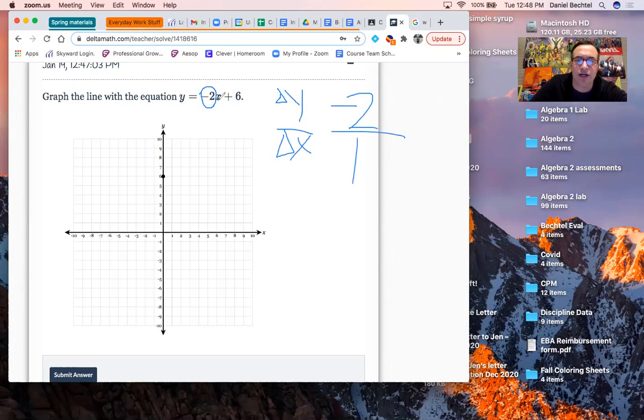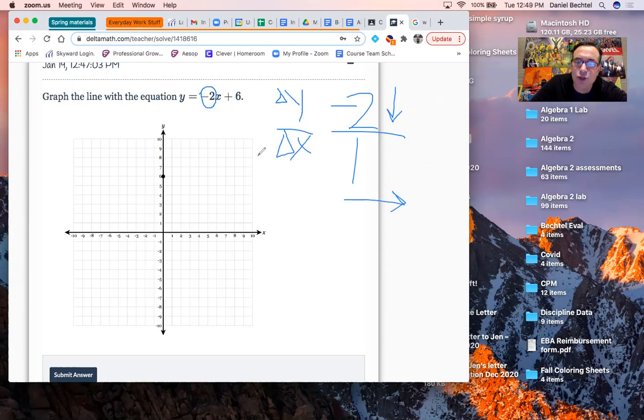Anytime you have a whole number here, whether it's positive or negative, you always put it over 1, because your change in y is going to be the top, your change in x is going to be the bottom. So let's think about this. If the change in y is -2, that means I'm going down 2 in the y direction. If the change in x is +1, I'm going to the right 1, because the positive direction for x is this way.